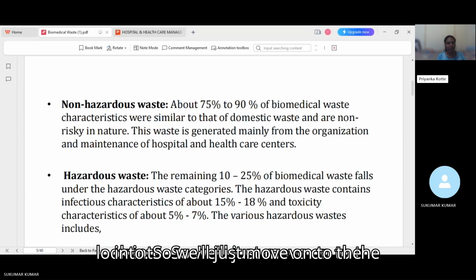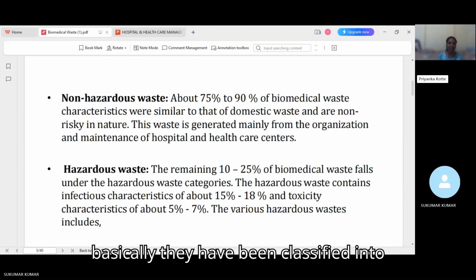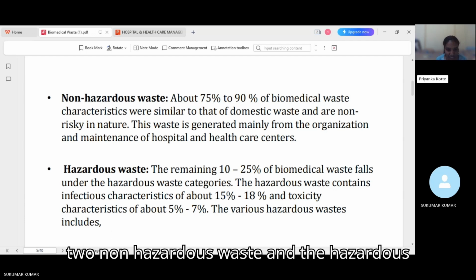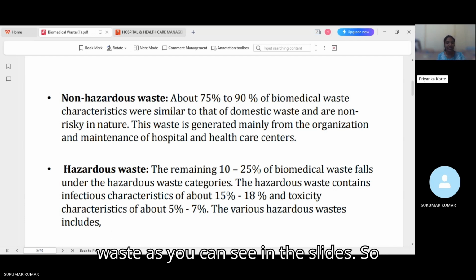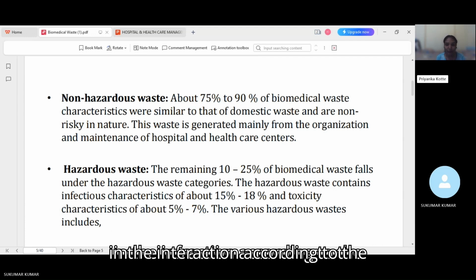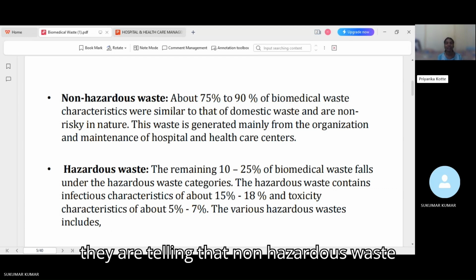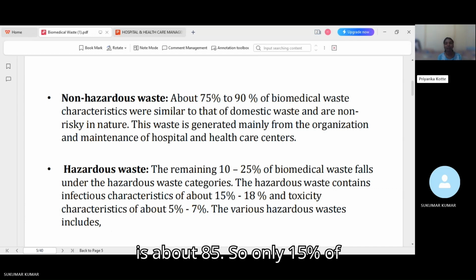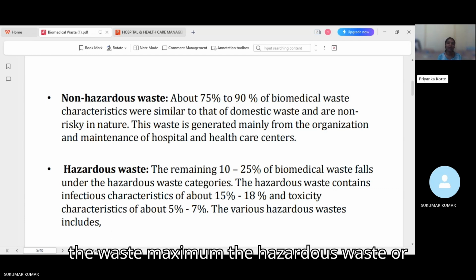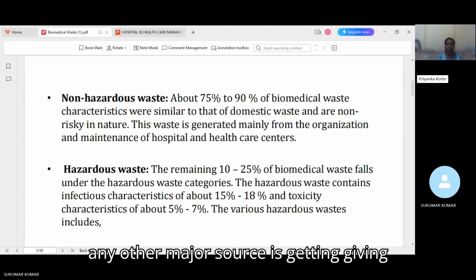So we'll just move on to the categories of waste. Here we have seen they have basically been classified into two: non-hazardous waste and hazardous waste, as you can see in the slides. Non-hazardous waste is about 75 to 90% according to the biomedical waste authoritative bodies. They are telling that non-hazardous waste is about 85%. So only 15% of the waste at maximum is the hazardous or infectious waste that the hospital or any other major source is producing.